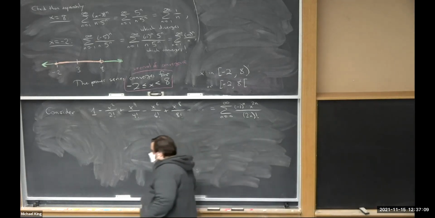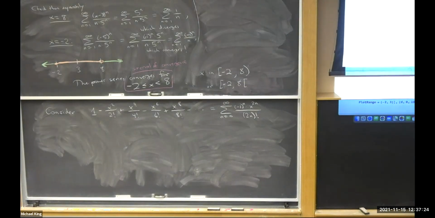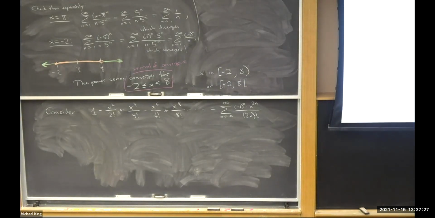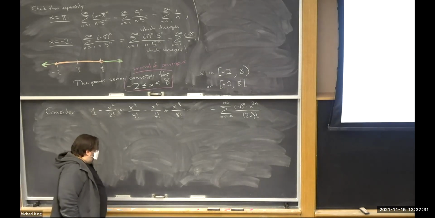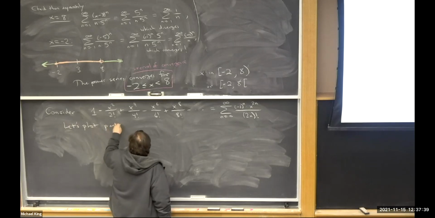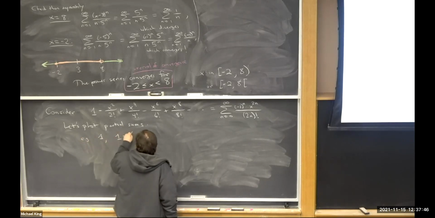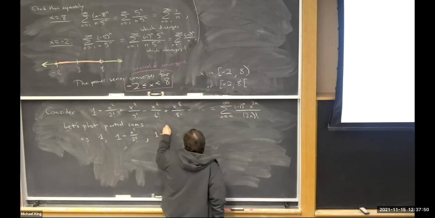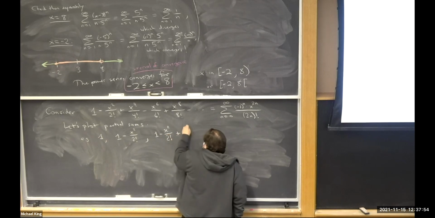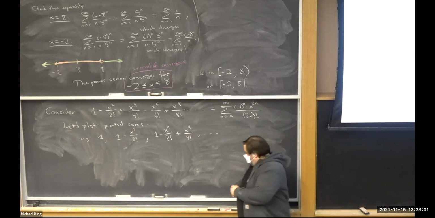Okay, let me show you something on the screen. Let's actually plot partial sums of this series. E.g. 1, and then 1 minus x squared over 2 factorial, and then 1 minus x squared over 2 factorial plus x to the 4th over 4 factorial. Right, like that. When I say partial sums, I mean stop. Don't write an infinite series, stop it at a different place.